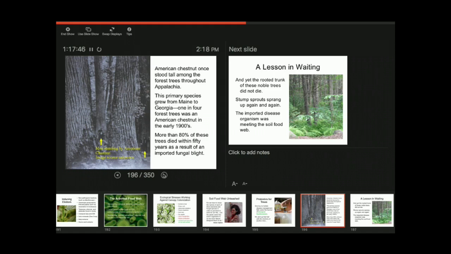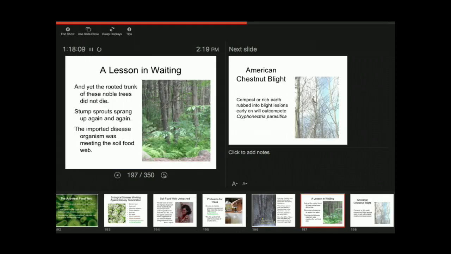Within like 30 years, 80% of these trees were killed above ground by the chestnut blight organism. But all that time, the chestnut tree was telling us, there's a lesson here. Pay attention. Wake up. There's something you can do to help us.